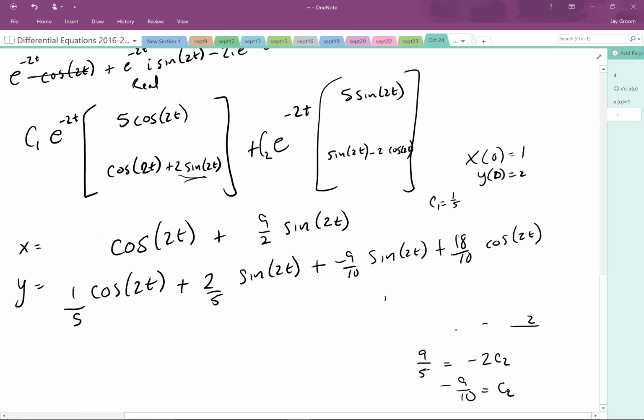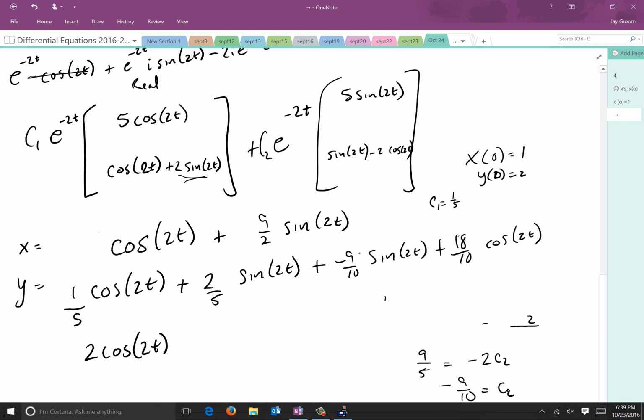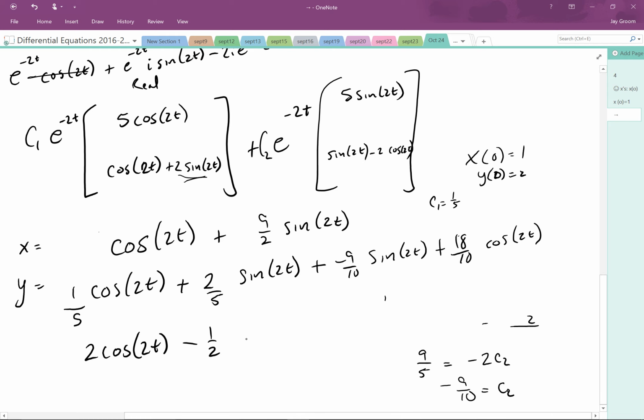Okay, so let's add up our cosines. So this is 2/10 plus 18 is 20/10, which is 2 cosine. That makes me happier. And then this is 4 minus 5 is negative 5/10, which is negative 1/2 sine 2t. I'm not sure that's right, but at least it sounds better than it did a minute ago.